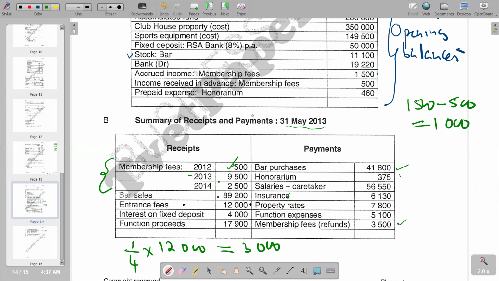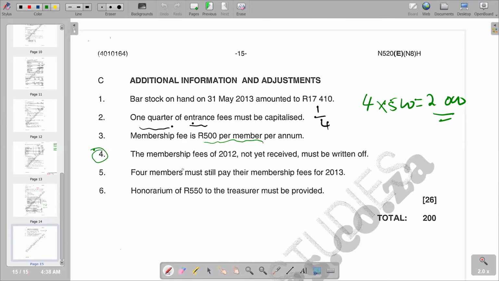So if you go to the opening balances, we have a prepayment there of honorarium of 460. It means this is an expense for this period, but was paid in the previous period. It was a prepayment in the previous period, indicated as a payment in advance. So it belongs to this period. Basically, we are saying 460 that we have here, plus what was paid for the current period, 375. And then we try to see again, if we go to item 6, we see that we've got something there.